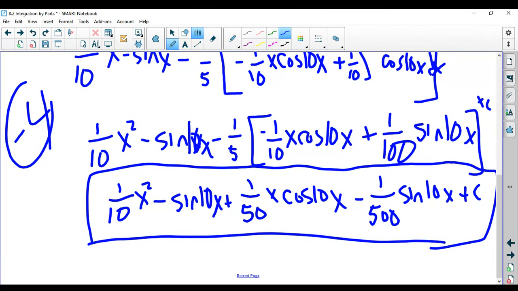Okay, and that's that. Next example I want you to watch because it's going to be a little bit different. We're just going to integrate natural log of x. We've never learned to do that, and it doesn't seem to be a product, but it really kind of is. You'll see, and parts will allow us to do that. So watch that next video.